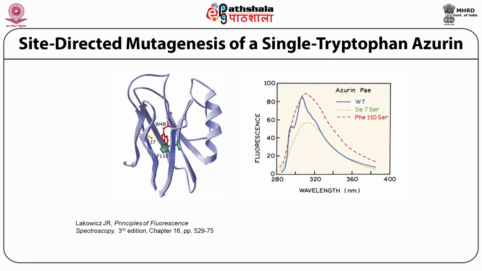I try to show how site-directed mutagenesis of a single tryptophan in azurin can be detected by fluorescence. You can see here tryptophan 48 having two neighboring residues, phenylalanine 110 and phenylalanine 17. In the graph, the emission spectrum of wild type is shown in blue, but when isoleucine is replaced by serine, a dramatic decrease in the fluorescence intensity was observed, and when phenylalanine is replaced by serine, a red shift is observed. So as the environment of tryptophan changes, the spectral properties of the protein change.